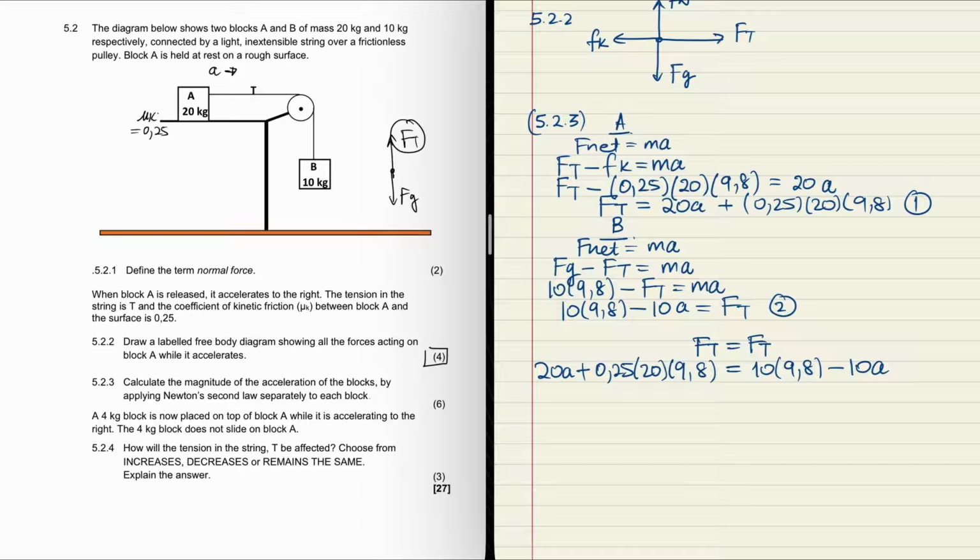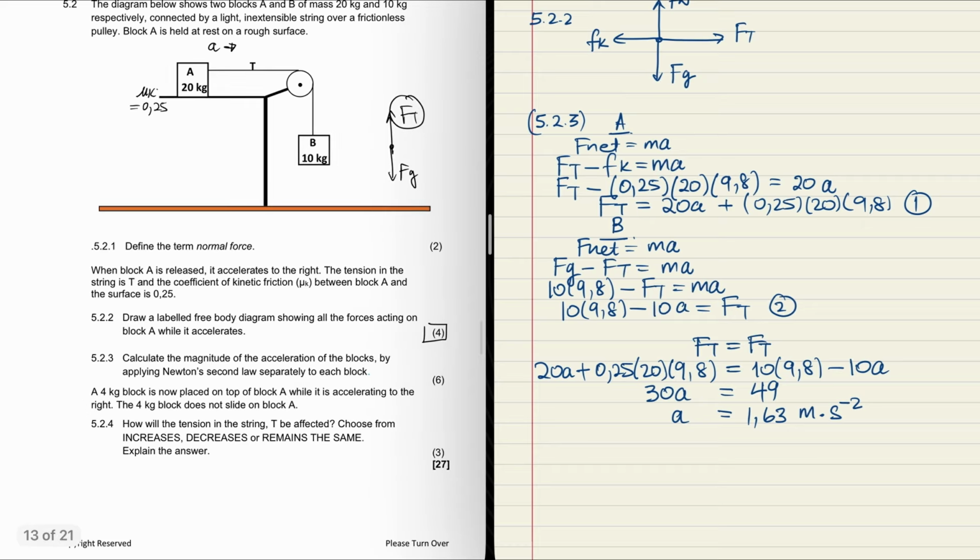Now we can simplify. We'll get 30a is equal to 49. That means a is equal to 1,63 meters per second squared, so m·s^-2. The question asked us to calculate the magnitude of the acceleration, so we don't need to put a direction.